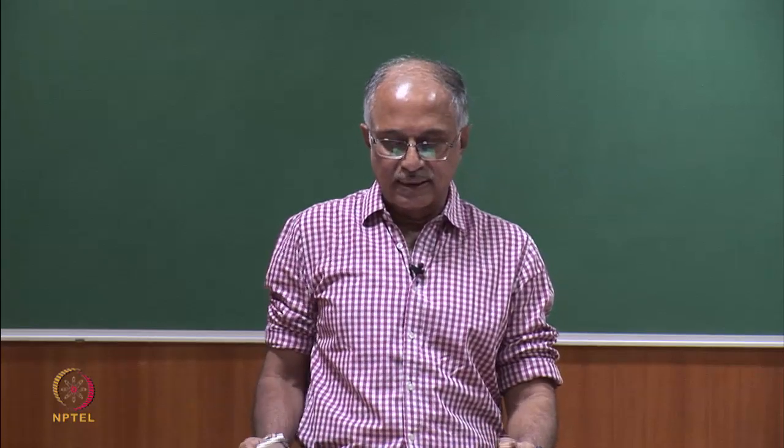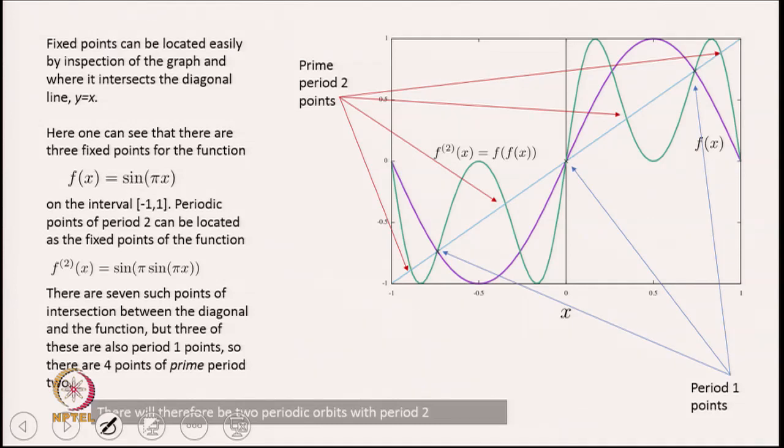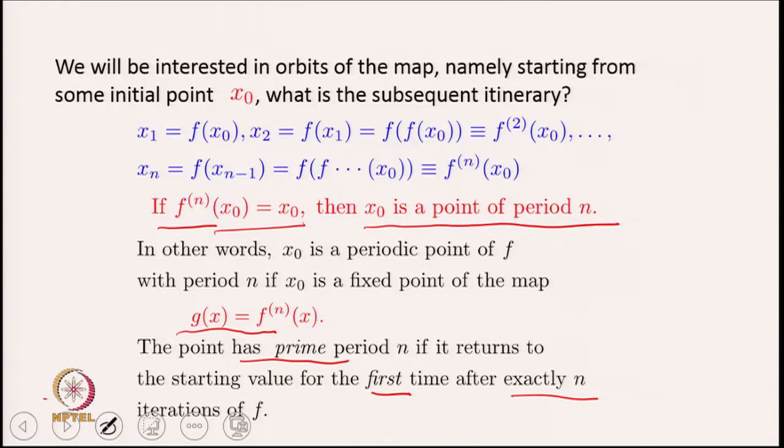So, now let us look at the same map that we had observed, namely f of x is equal to sin pi of x, and ask what are the fixed points. We already know that there are 3 fixed points of period 1. Okay, so a fixed point is a point of period 1, because it comes back to itself after 1 step. To find higher order periodic orbits, we need to look at, as we have seen over here, fixed points of the nth composed map.